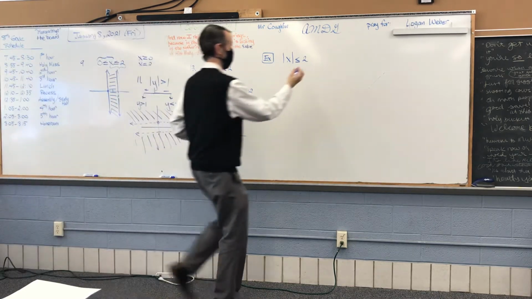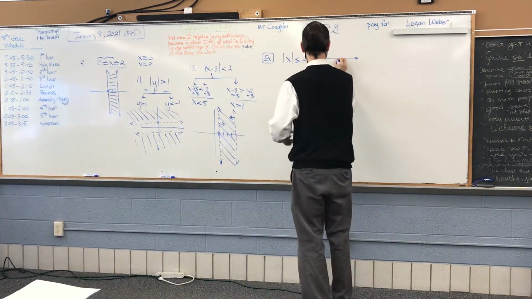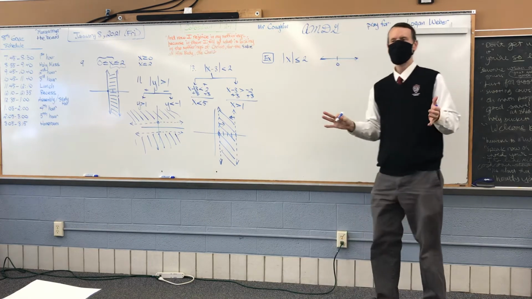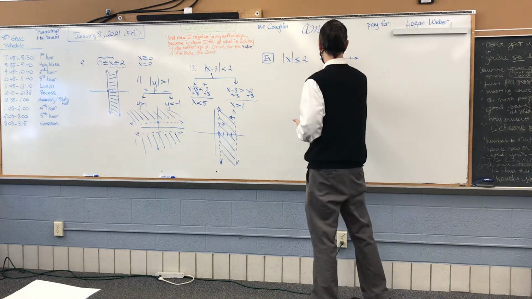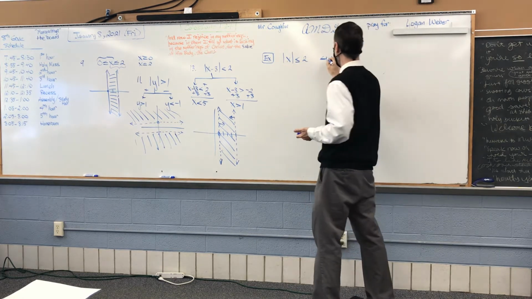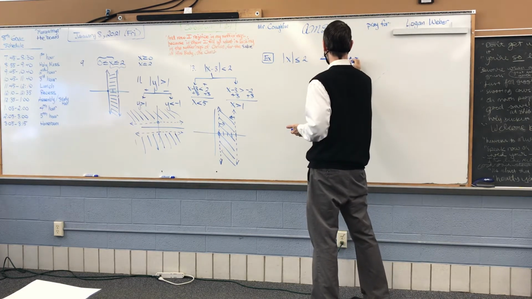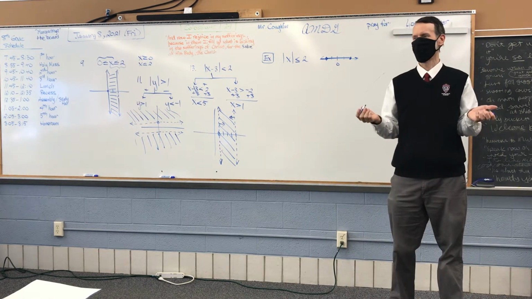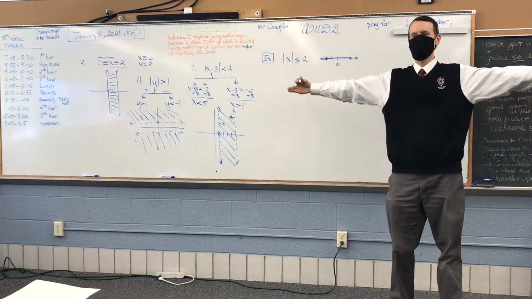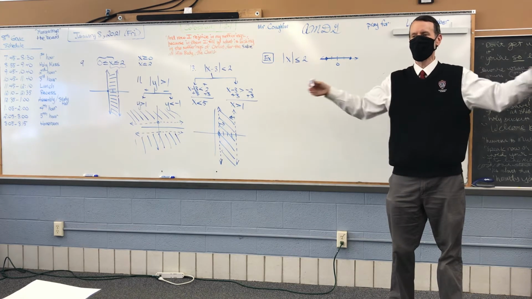Let me show you what a number line looks like. Here's 0. I want to go 2 spaces away from 0 in either direction. If I want to cover all of these points that are 2 spaces away from 0 or less, there it is. Does that make sense? So it's all the distances that are 2 spaces away from 0 or closer.